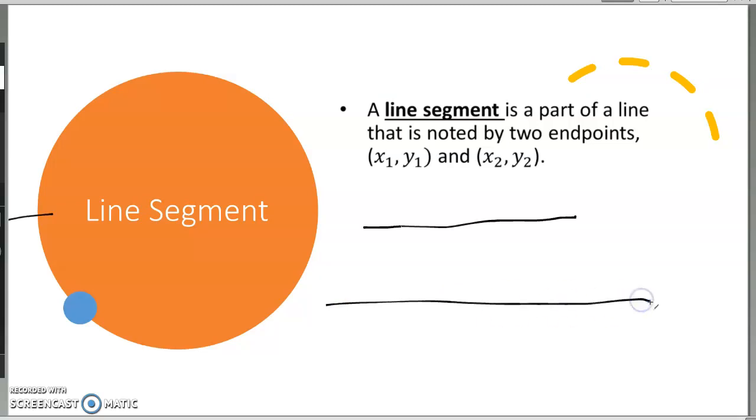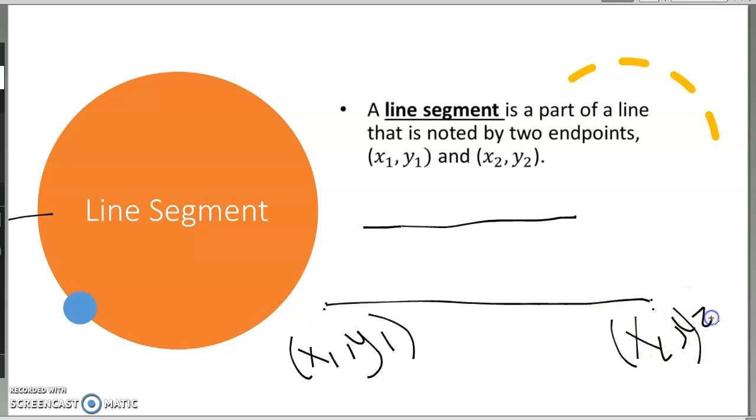So I have a line, and this is my point 1, this is my point 2, so this is x1, y1, and x2, y2. The midpoint formula basically just finds that point in the middle. So the halfway point, that's what we're looking for. We're looking for that point that is in the middle.